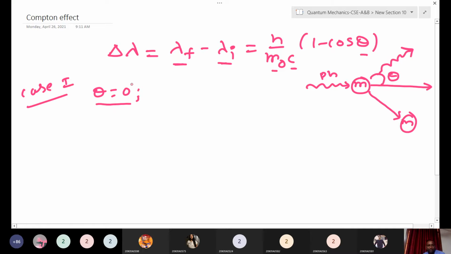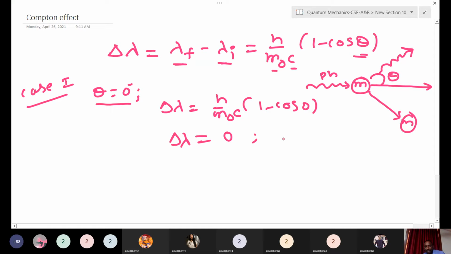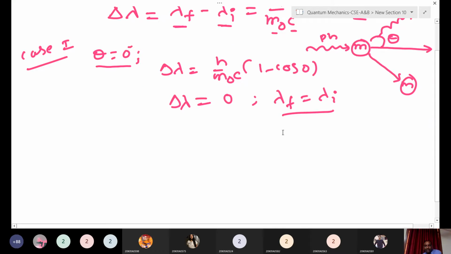Substitute theta equal to 0 here. Delta lambda is equal to h by m naught c into (1 minus cos 0). Cos 0 is 1, so this is 0. Delta lambda is 0. In that case, lambda f is equal to lambda i. That means there is no energy loss of the photon. There is no scattering effect if theta, the scattering angle, is 0.